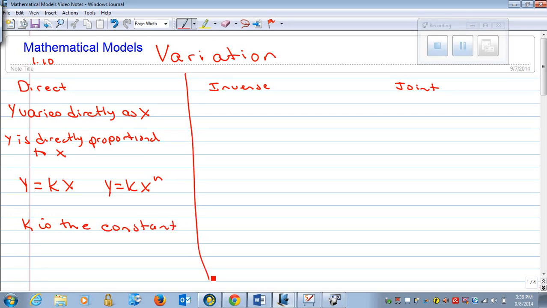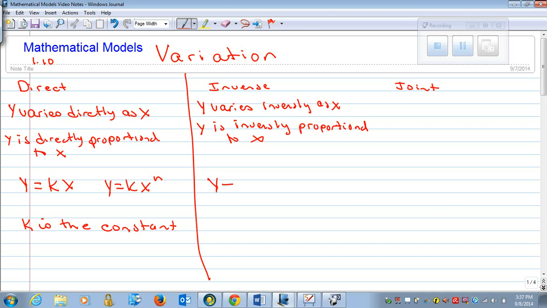Okay, for inverse variation, you would see maybe y varies inversely as x, or y is inversely proportional to x. All right, and the formula, or the equation, not formula, but the equation for that is y equals k over x. K over x.